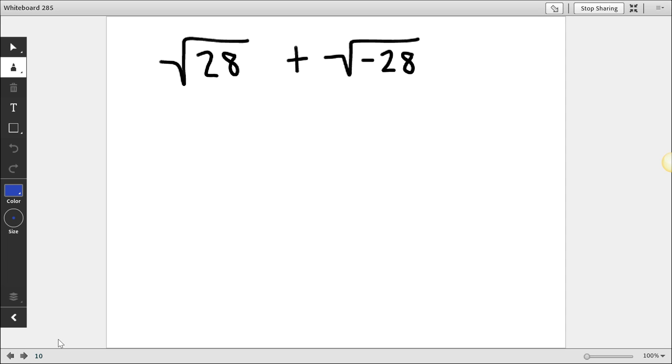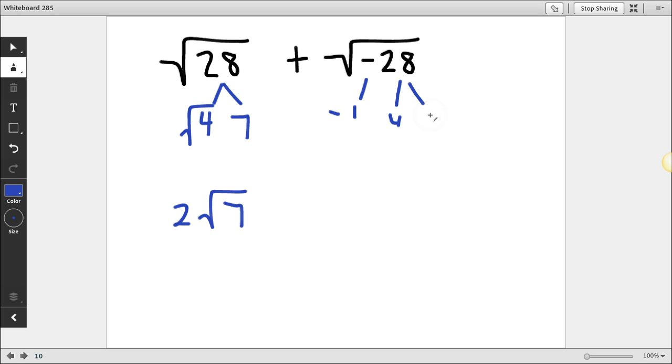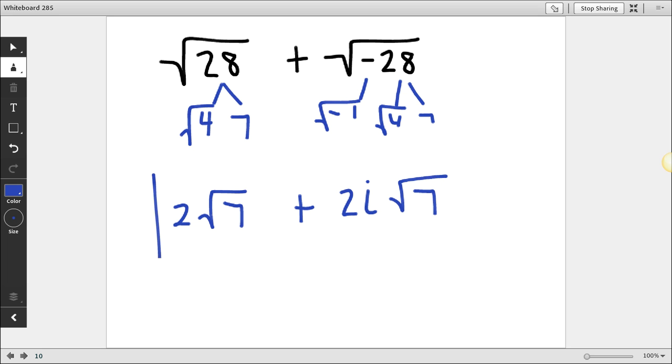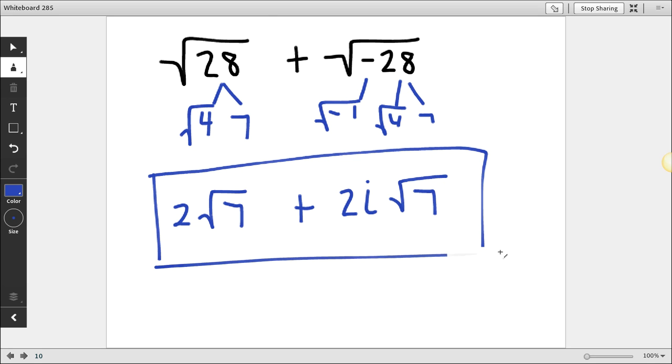One last one. Same deal here. What does this factor into? 4 times 7. I can take the square root of 4, which is 2. Same deal here. So 2i square root of 7. Finished.